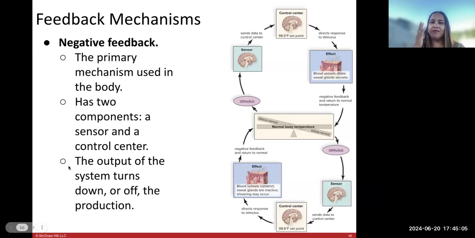Feedback mechanisms. We talked about negative feedback. It's the primary mechanism used in the body. It has that set point that always has to be maintained. There are 2 components to every negative feedback system, a sensor and a control center. The output of the system turns down or off production.